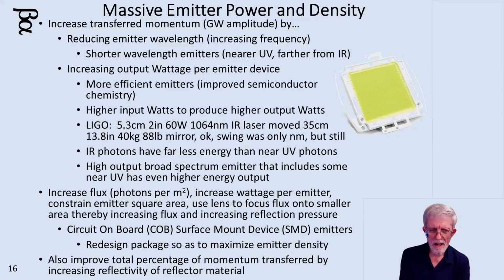As an example, the LIGO laser, the laser that is used at LIGO, the beam is only 5.3 centimeters or 2 inches, and it's only 60 watts. Remember, I was talking about LEDs that were 500 watts. This is only 60, and it's only 2 inches in diameter. That beam moved a mirror. So they switched on that beam, that 60 watt infrared, not even ultraviolet, infrared beam, and the radiation reflection pressure hit the mirror. The mirror is 40 kilograms or 88 pounds.